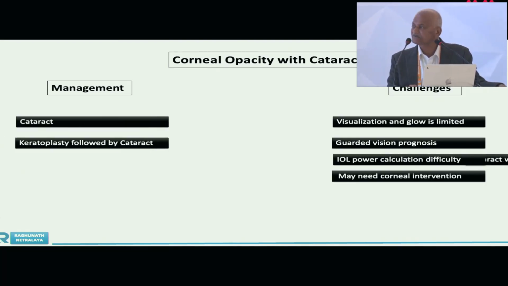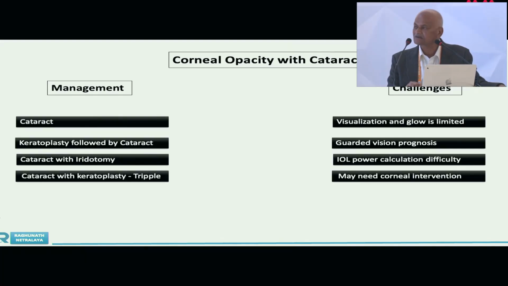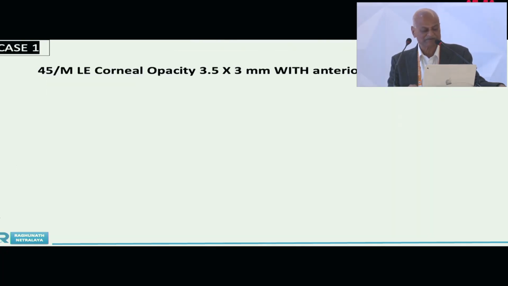If you see the cataract, there are so many challenges with keratoplasty also, followed by the cataract, or combined procedures. Cataract with keratoplasty, the triple procedure, we do. So these are the problems that happen.